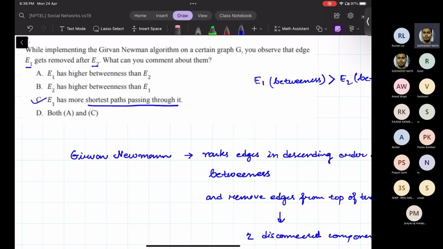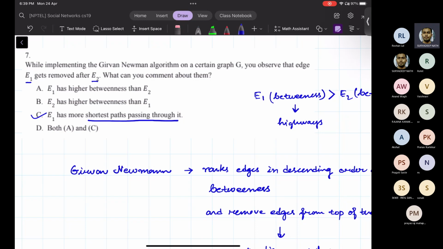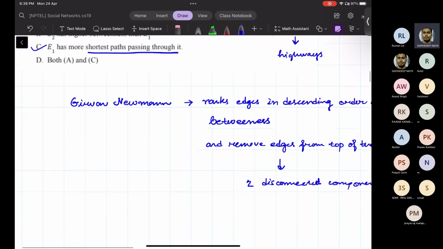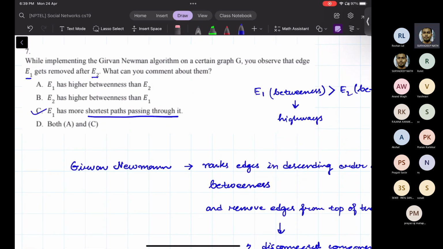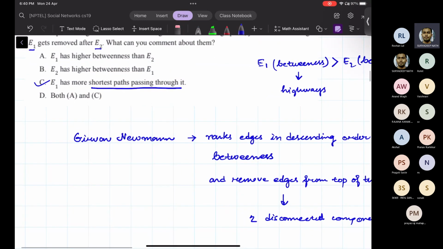Whenever you hear the word betweenness, you relate it to highways. Highways are roads that connect cities or states. So betweenness edges are like highways in a network, and it is a measure of the number of shortest paths passing through it. In the Girvan-Newman algorithm, the highest betweenness edge is removed first, followed by a lower betweenness edge, until the graph has disconnected components. So E1 has more shortest paths passing through it than E2, so option C is the right answer for this question.